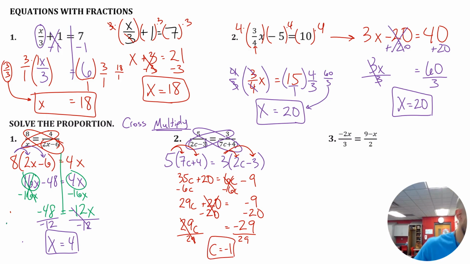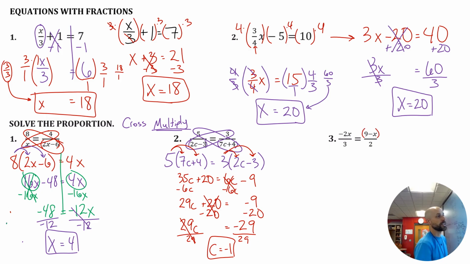Last one for proportions, solving proportions. Again, cross multiply. Notice how this is the only one that has terms that need to be grouped. So the 9 minus x. This negative 2x is not something that you have to distribute to, you just need to multiply. So 2 times negative 2x is negative 4x. And then set that equal to 3 times the quantity 9 minus x.